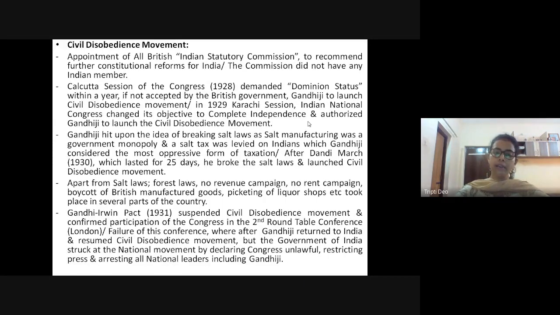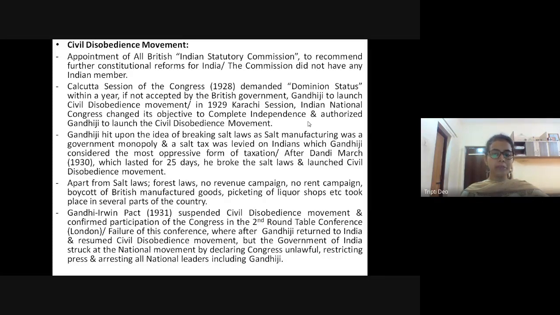Now, another significant movement that Gandhi had brought in was the civil disobedience movement. So all of these movements are mass movements where the participation of people is from across the different sections. So the appointment of the all-British Indian Statutory Commission to recommend further constitutional reforms for India. The commission did not have any Indian member. Calcutta session of Congress 1928 demanded dominion status within a year.